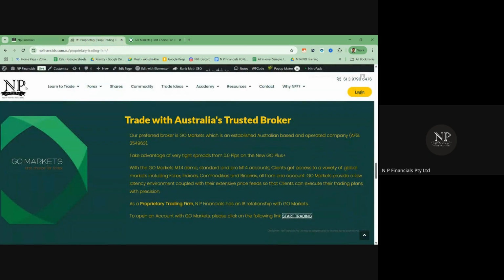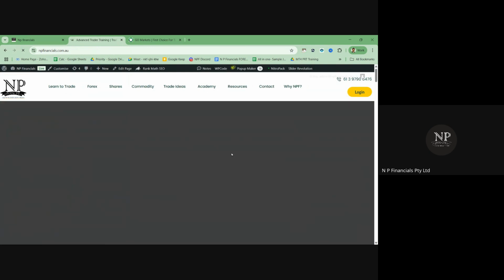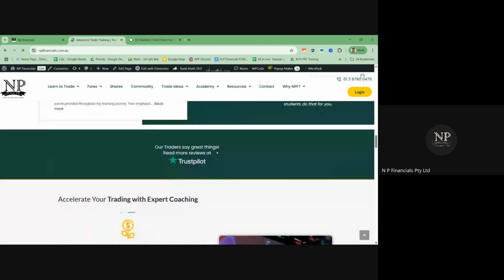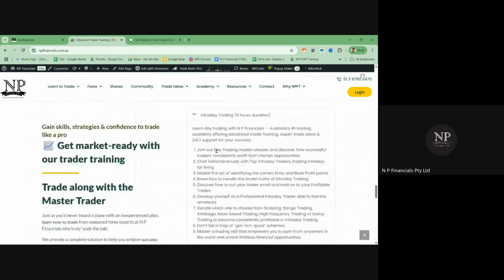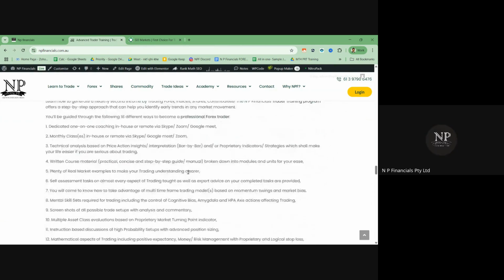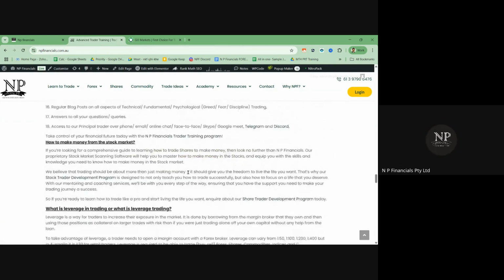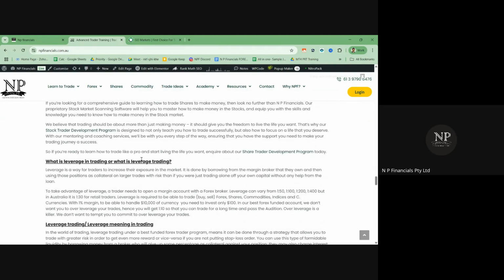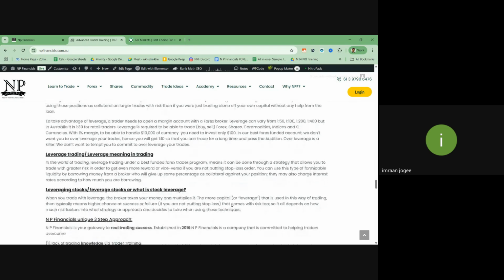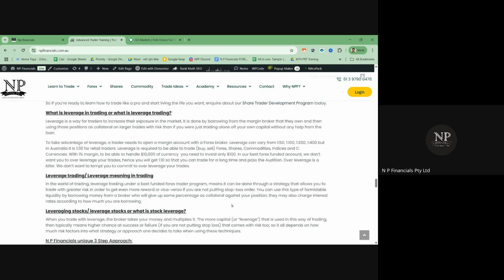Also, if you go to NP Financials, on the home page, scroll down and go to read more at the bottom of the page, you'll probably have a leverage account. What is leverage in trading and what is leverage trading? You can read here what it means. So I think I should read a little bit more of the website. Yeah, exactly, correct.